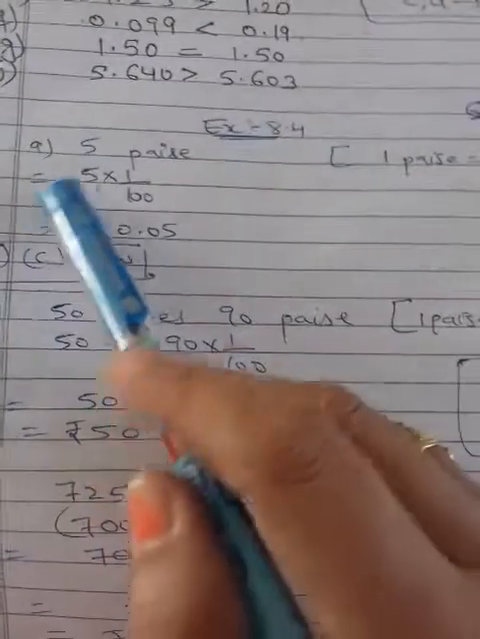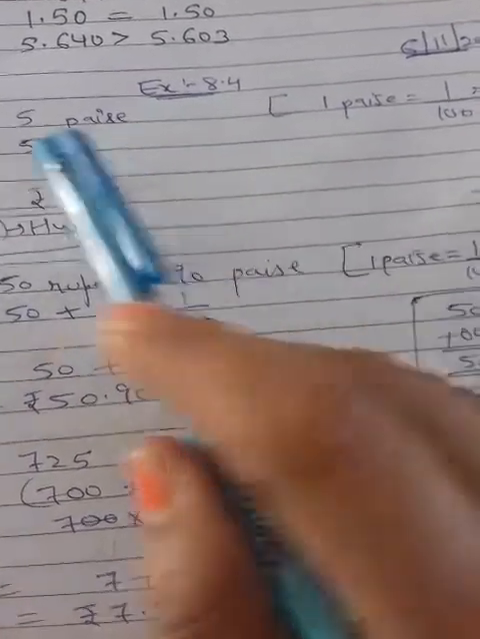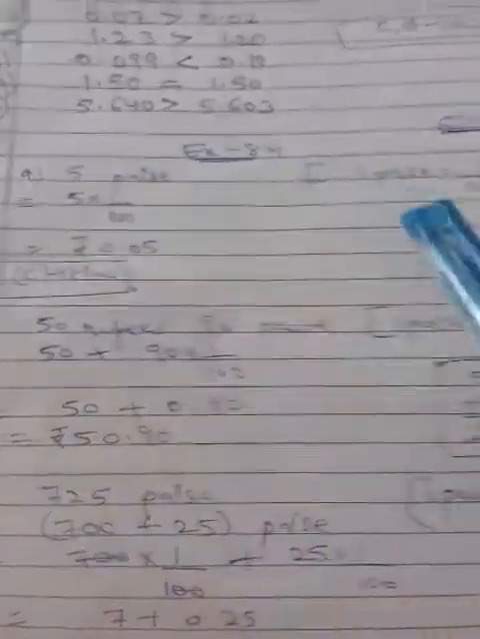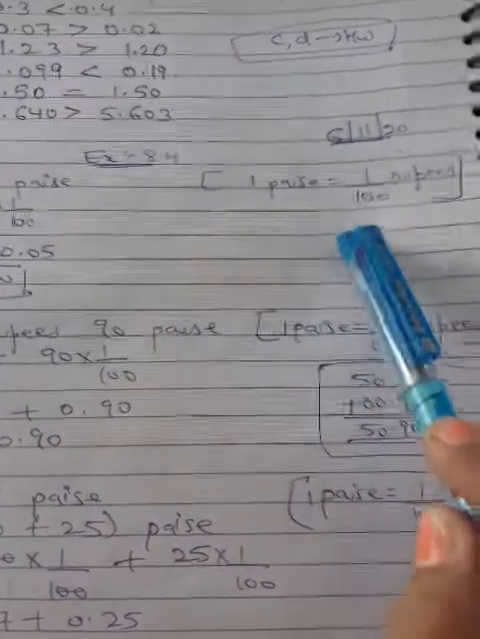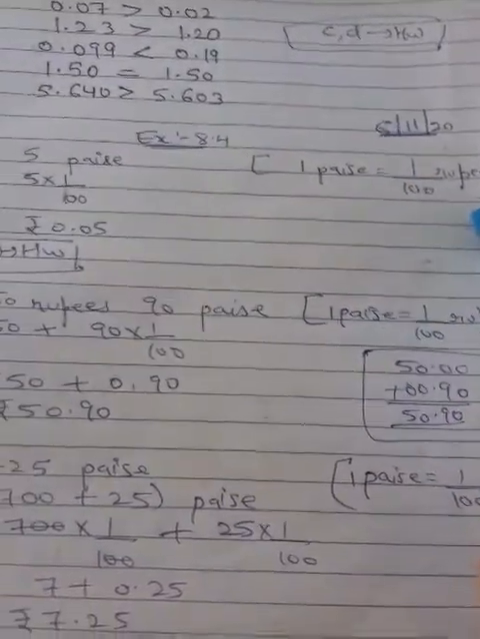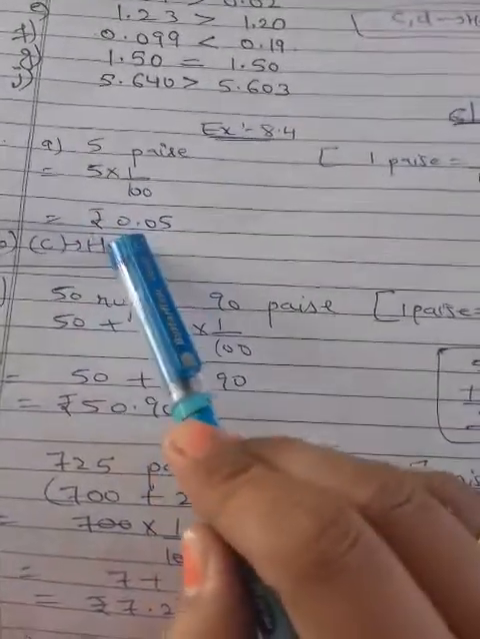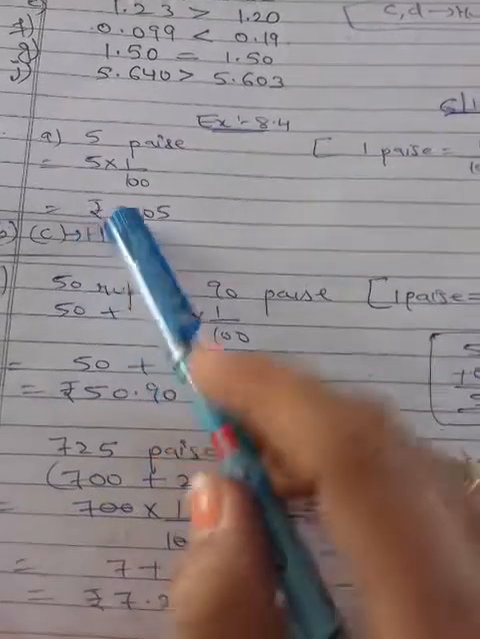So first question is express as rupees using decimals. This is 5 paise. We have to convert it into rupees. We know that 1 rupee is equal to 100 paise, or we can say 1 paise is equal to 1 by 100 rupees. So multiply 5 by 1 by 100, it will give 0.05 rupees. This is the symbol of rupees.